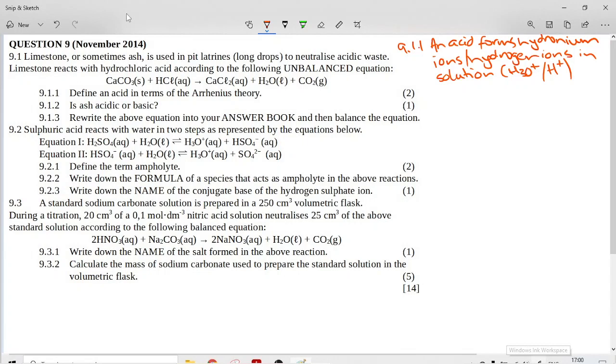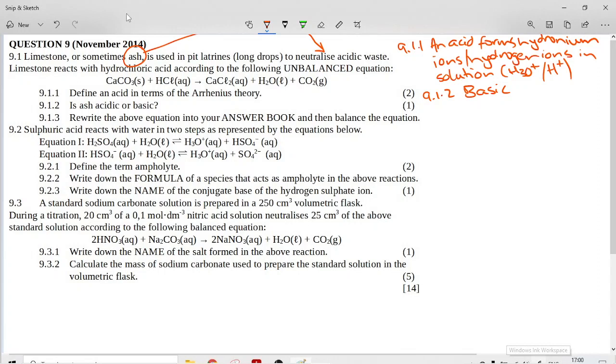Then it says, is ash acidic or basic? So they're telling you ash neutralizes acidic waste. So that means that ash has to be basic because otherwise it could not neutralize an acid. So that's a bit obvious.